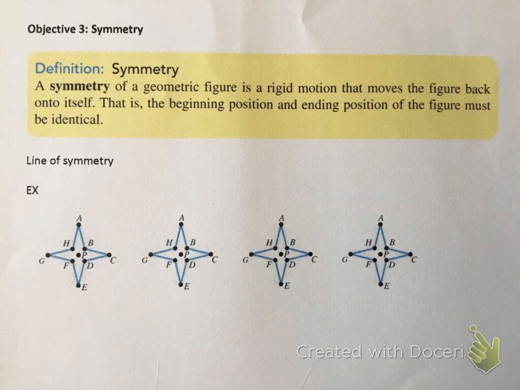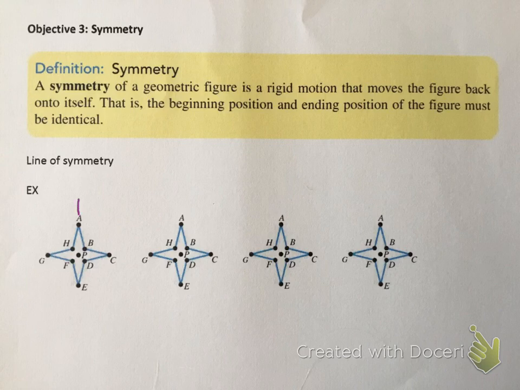Symmetry. This is the last objective that we're going to be looking at. And symmetry of a geometric figure is a rigid motion, so we're not going to change a figure, that moves the figure back onto itself. That is, the beginning position and the ending position of the figure must be identical. So there's different lines of symmetry. So I'll ask you, hey, is this symmetrical about the x-axis, the y-axis, y equals x line, or y equals negative x line? So I'm going to show you an example of each one, and then we're going to go ahead and look at them and see if they're symmetrical.